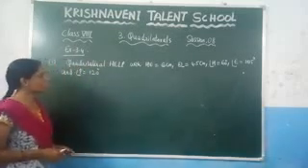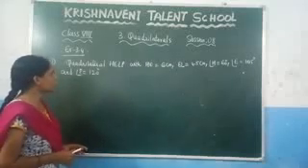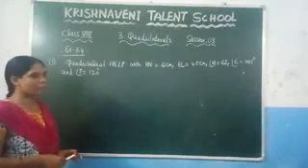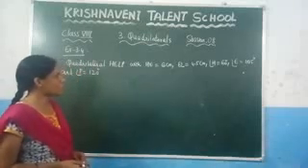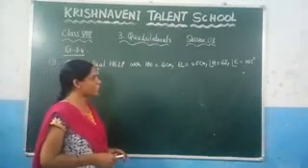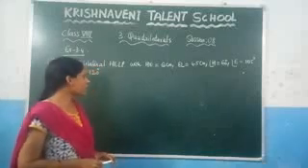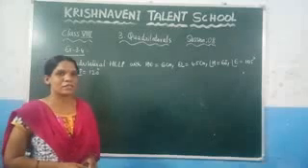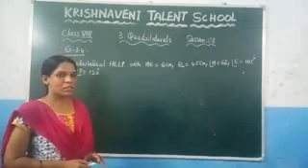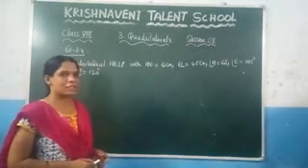So what is the quadrilateral given here? You need to construct the quadrilateral HELP, and they have given the measurements: HE is equal to 6 cm, EL is equal to 4.5 cm, and angle H, angle E and angle P are given. That means 3 angles are given and 2 adjacent sides are given. Based on this you need to construct the quadrilateral.